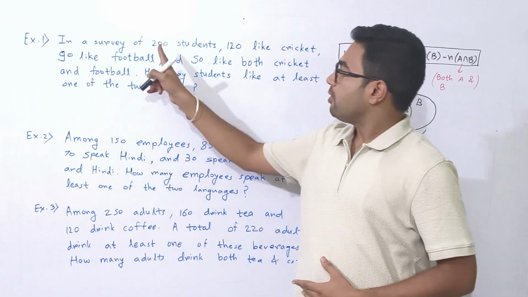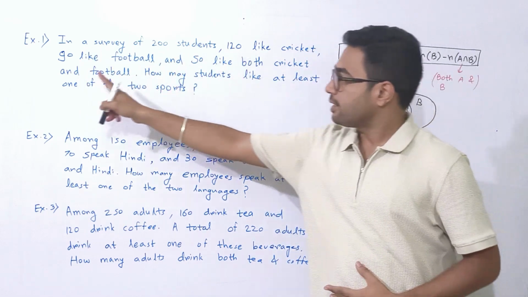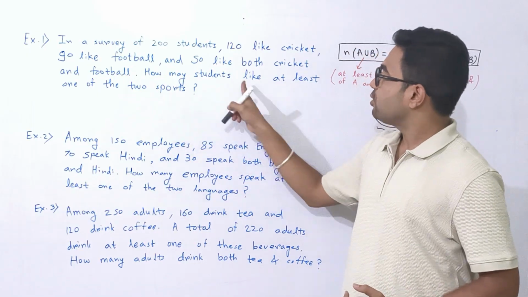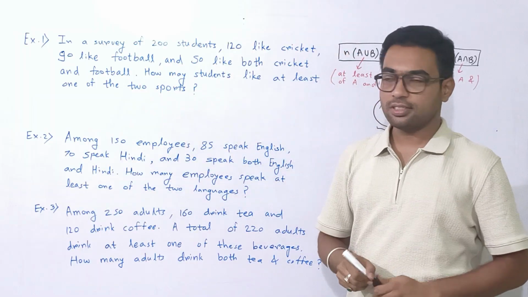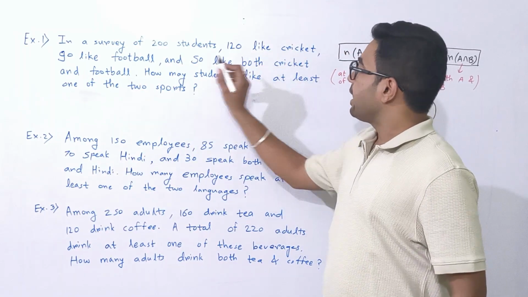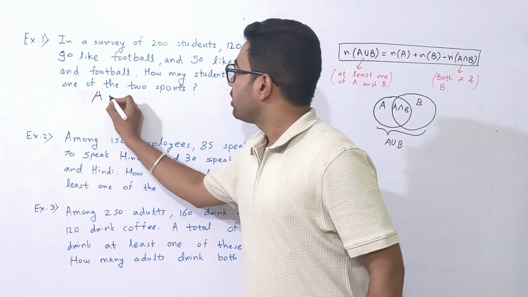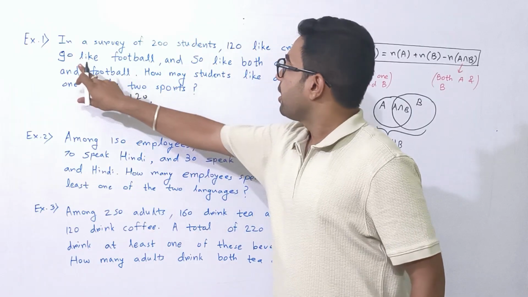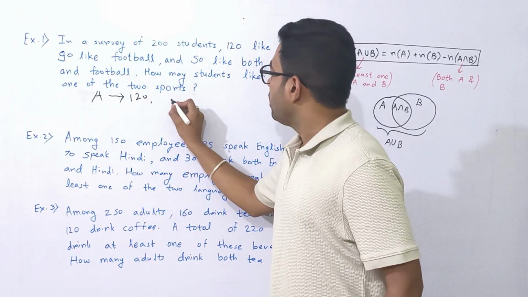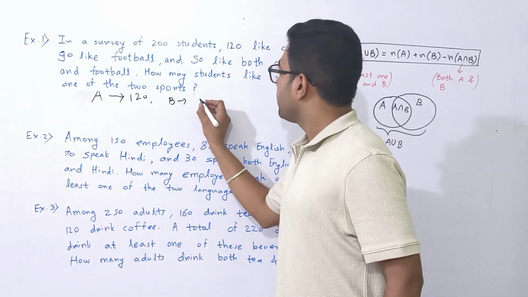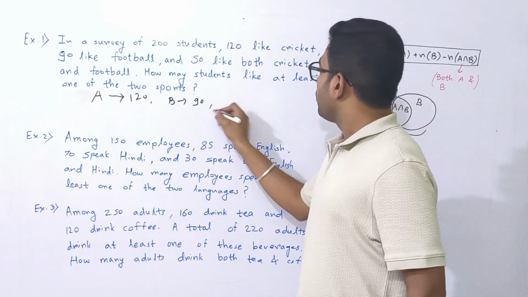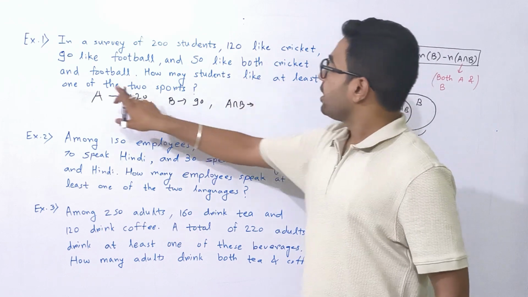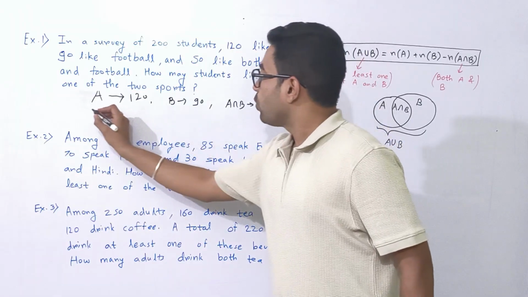Example 1. In a survey of 200 students, 120 like cricket, 90 like football and 50 like both cricket and football. How many students like at least one of the two sports? If I denote cricket-liking students by A, A has 120, and students who like football by B, B has 90 students. Then both A and B means A intersection B is 50.